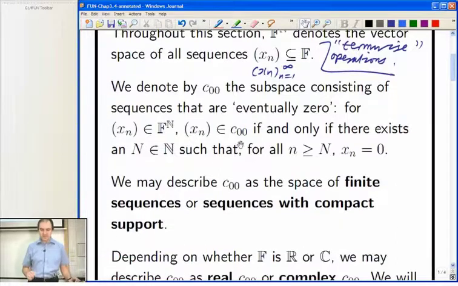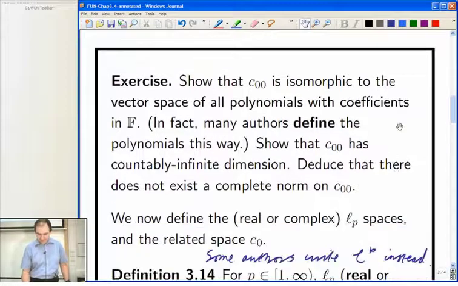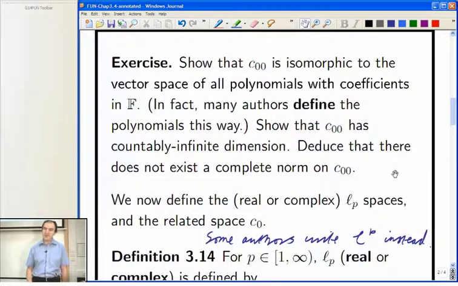We had c_00 as the so-called finite sequences, the sequences which had at most finitely many non-zero terms, and then the rest was 0. And that, as I mentioned, was the same as a vector space of polynomials with coefficients in your scalar field. And it's got countably infinite dimension because you can just write down a countable sequence which is a Hamel basis for it. Every finite sequence is a finite linear combination of these standard sequences which are 1 in a particular component but 0 everywhere else.